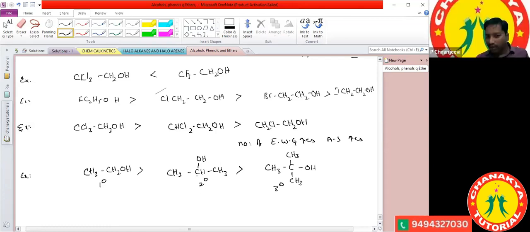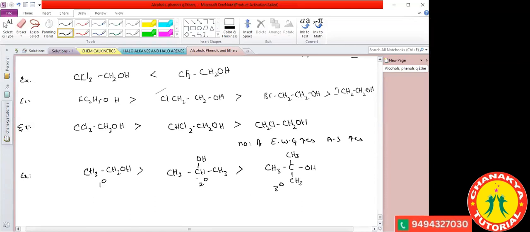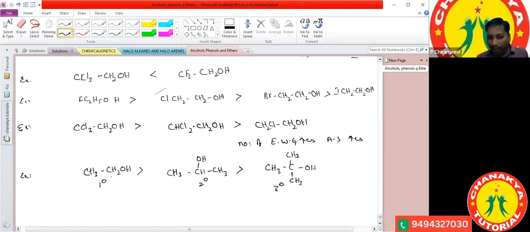The second one is less acidic because there are more electron releasing groups, that is the methyl group. Actually, what we have to compare is the group after the CH2OH, which is the electron donating group. Here one electron donating group is there, here two, here three. It is inversely proportional: as the number of electron donating groups increases, the acidic strength decreases. Three electron donating groups means less acidic.